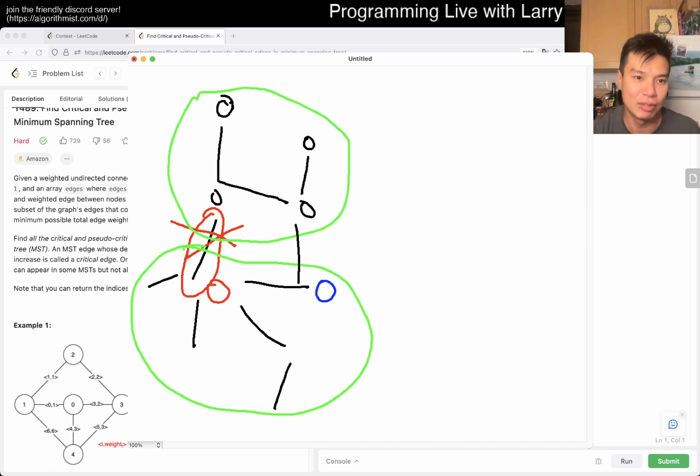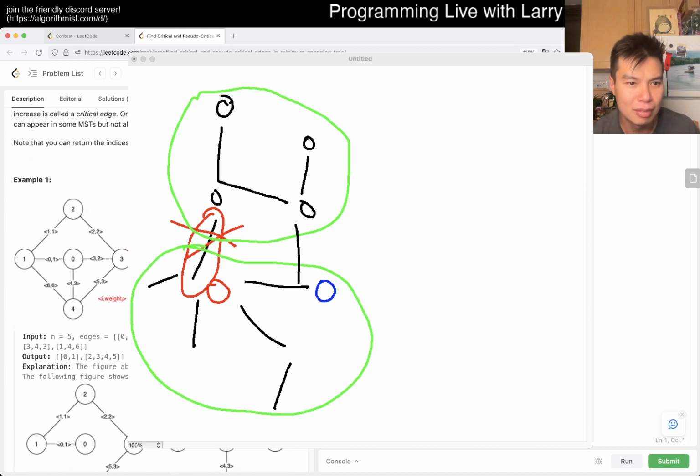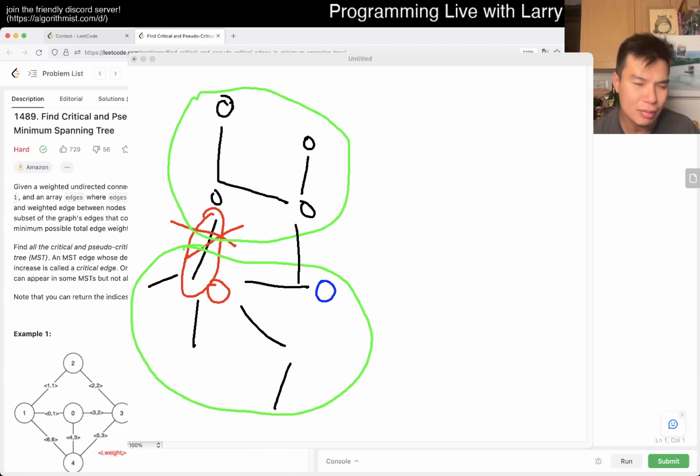If you cannot find one of the same weight, then what was the other one again? Pseudo-critical. I'll just focus on critical for now. So that's the case. That's basically the idea that I'm thinking about, but I have to think. So that's like a concept, but I don't know what to do with this yet.